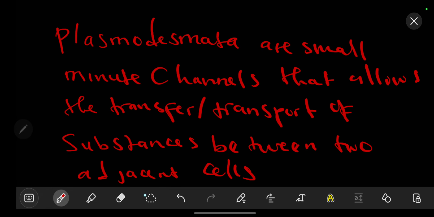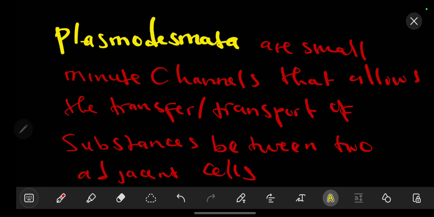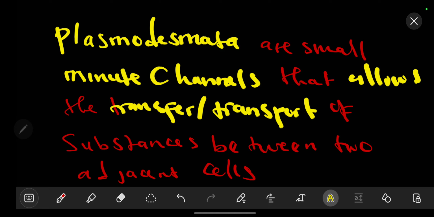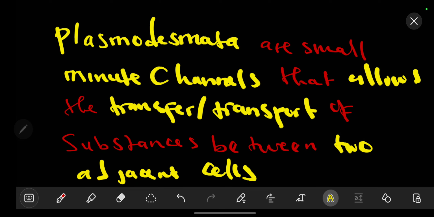So our review: plasmodesmata are small minute channels that allow the transfer and transport of substances between two adjacent cells, or rather two cells that are next to each other.